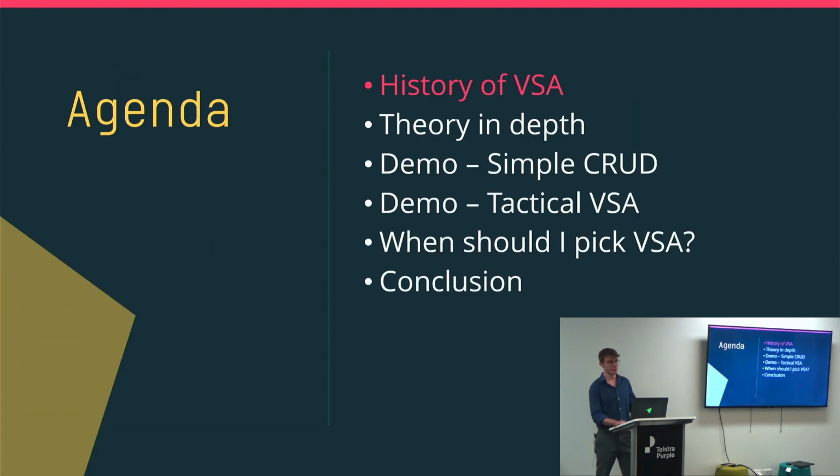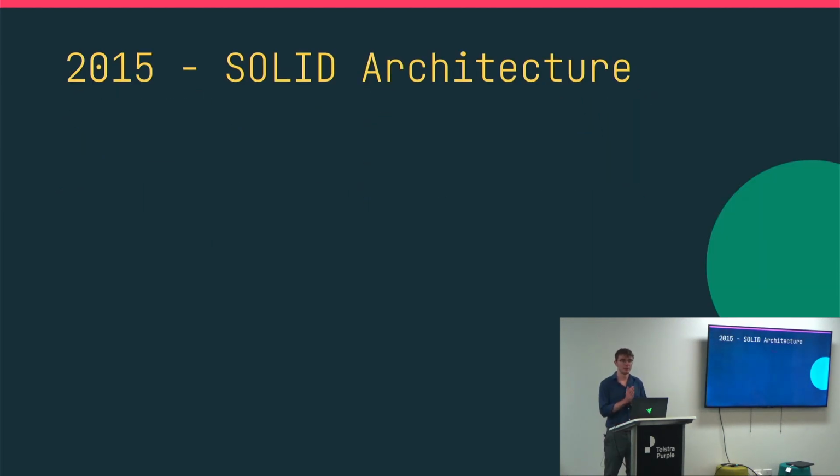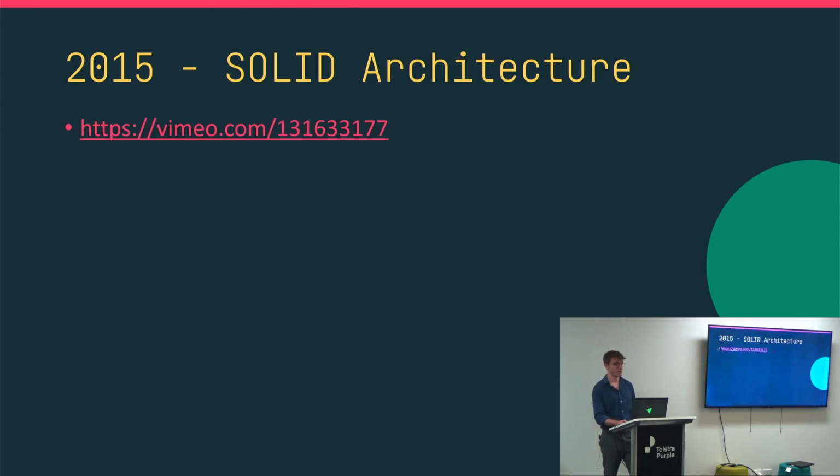So, history of VSA. It all started in 2015, actually. It was under a slightly different term. It was called SOLID architecture, which is interesting. Jimmy Bogard did a video. You can find a link to it on Vimeo. I've got a slide at the end that links to all these resources, so don't worry about trying to get any photos. It basically linked all of the SOLID principles. Instead of at an individual function level, he used the ideas and concepts and talked about them at an architectural level, which was interesting.